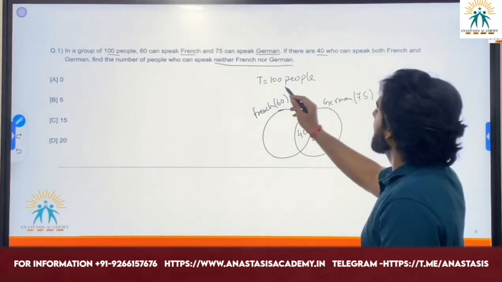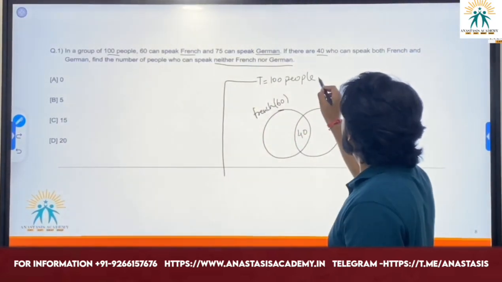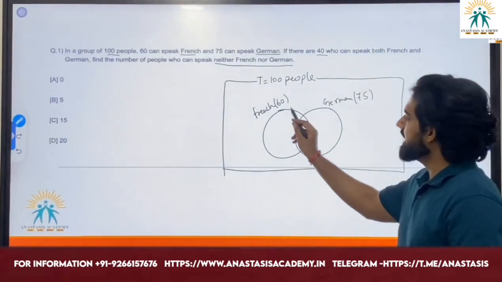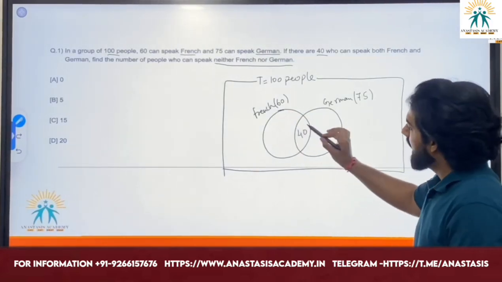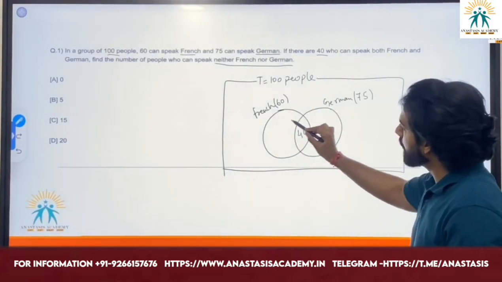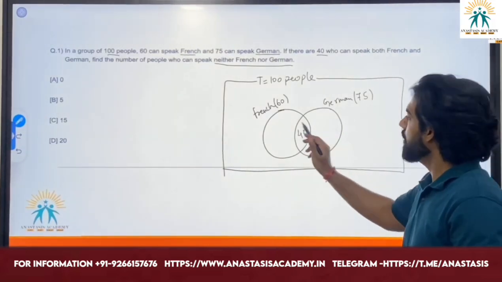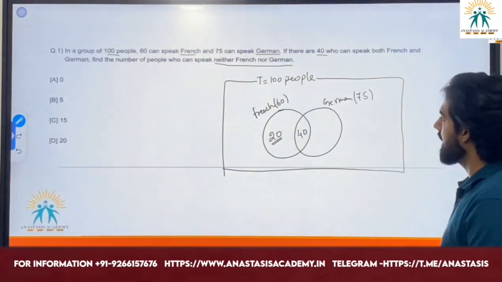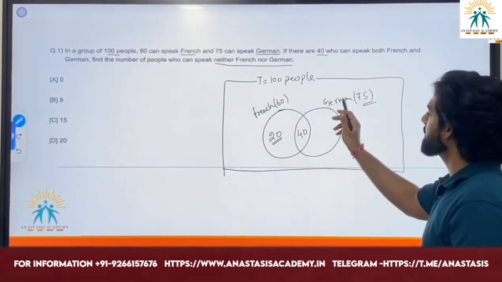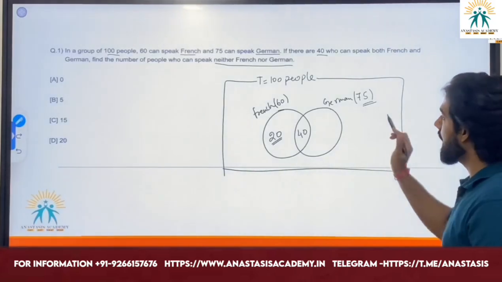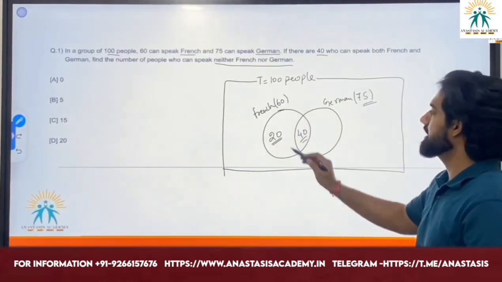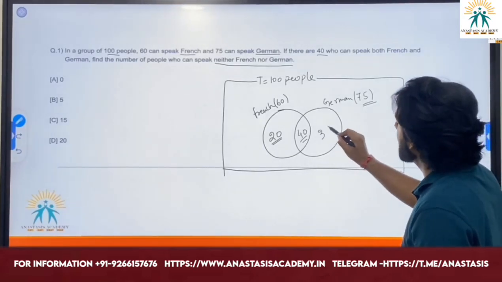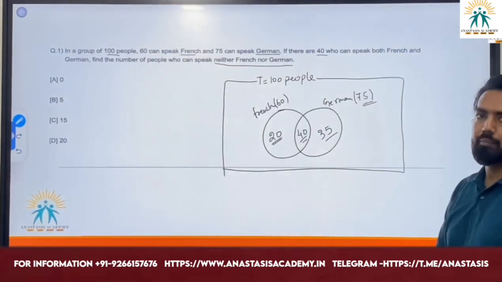So I can say total 100 people are there. This is the universal set where there are 100 people, and out of these 100, 60 speak French, and among those 60, 40 speak both languages, French and German. So there are 20 such people who speak only French, and there are 75 people who speak German language. But out of these 75, 40 are such who speak both French and German. So 35 people are left who speak only German language.